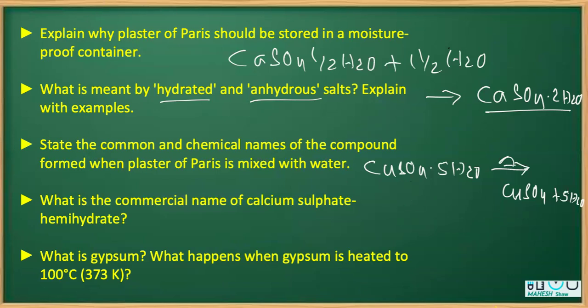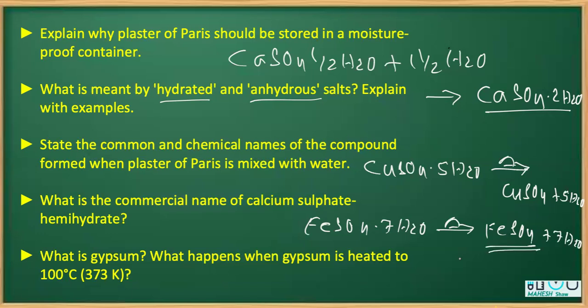Now, there are more examples we can take, like similarly, ferrous sulfate crystal, this is FeSO4, has 7 water molecules attached. And when it is heated, it loses water of crystallization, FeSO4, and will have 7 water molecules lost. So this is now anhydrous, and we'll say this being hydrated salt.